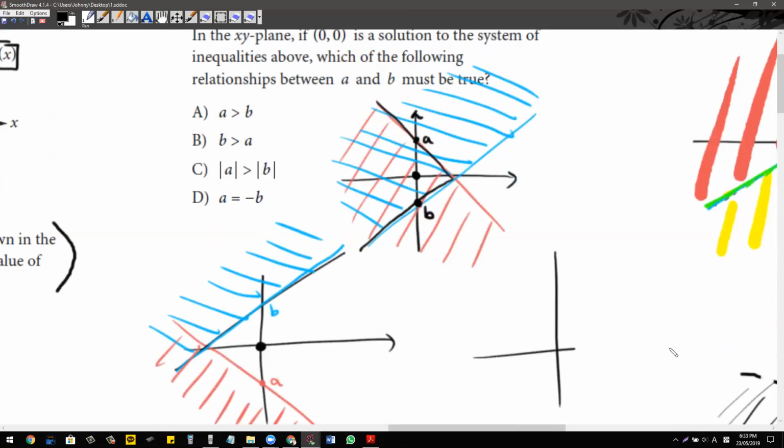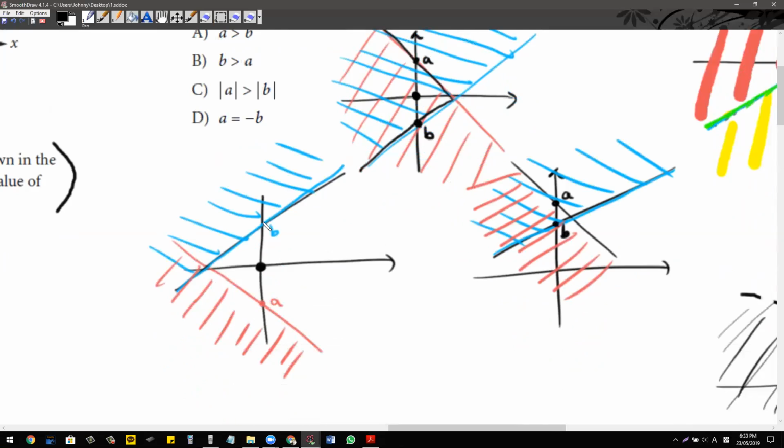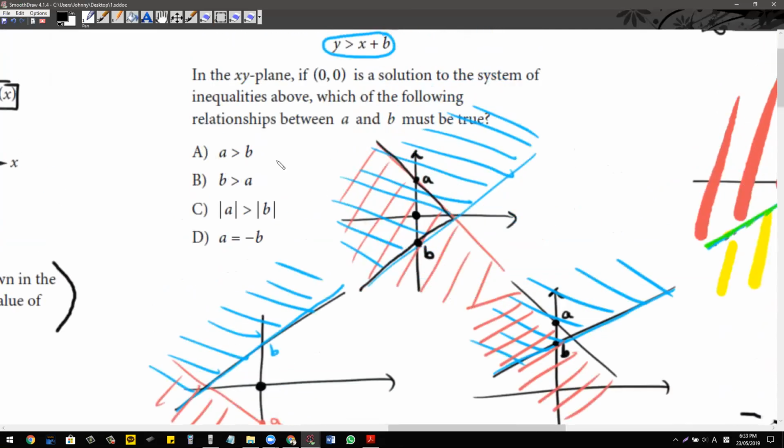What if it's this case here, where A is like that and B is like that? (0, 0) is only in region red. It's not satisfying both. So in this case, this is A here and this is B here. A is the intercept of the line that's going down, B is the intercept of the line that's going up. In this case, A is still greater than B, but (0, 0) is not in the overlapping region, so this is not something that must be true.